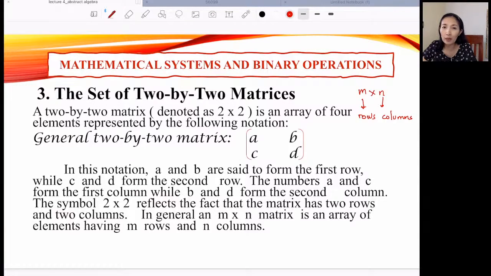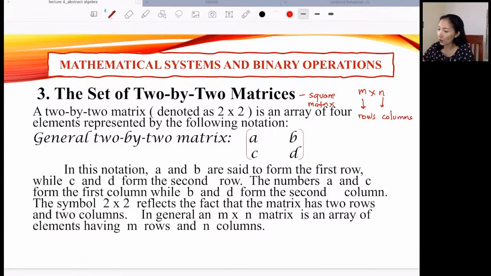But we will focus our attention on the set of 2 by 2 matrices only for this morning. This is a special type of matrix because the number of rows equals the number of columns, so we call it a square matrix. A 2 by 2 matrix is a square matrix. Two operations are defined on the set of matrices, addition and multiplication.